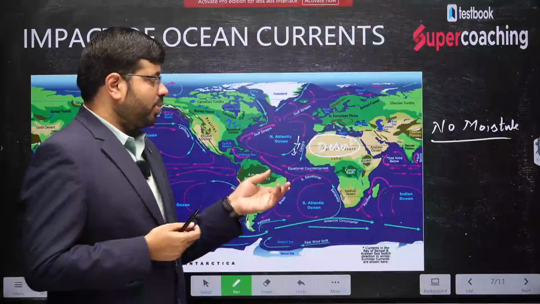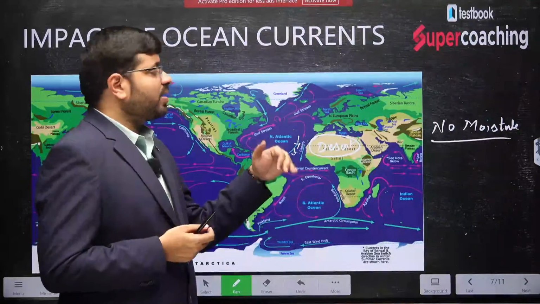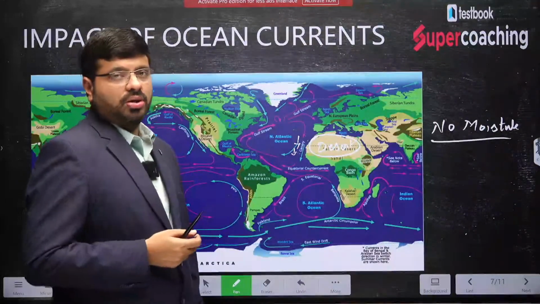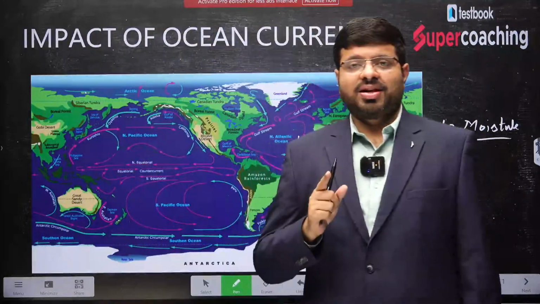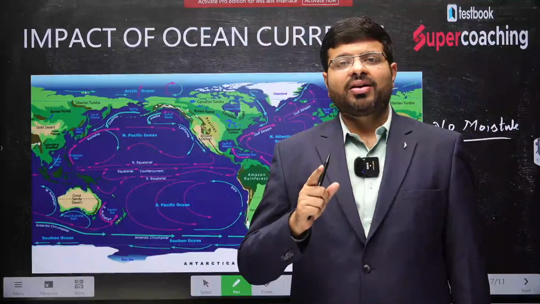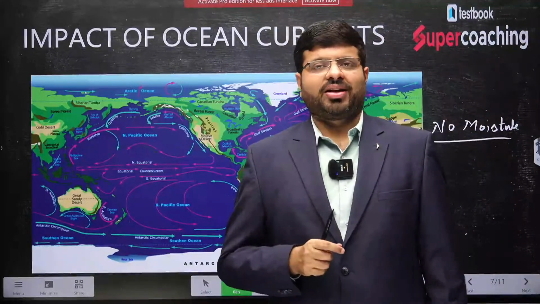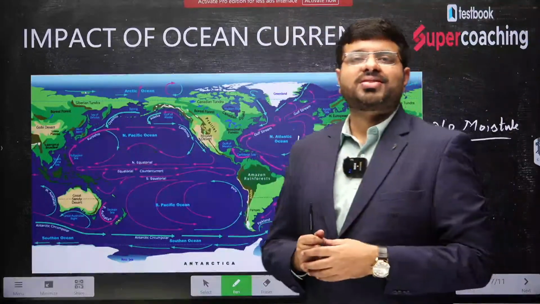So moisture is not there. That is one of the reasons for desert formation. Okay, this is one of the factors. All the hot deserts are always associated with the cold oceanic current. Can you name some hot deserts?